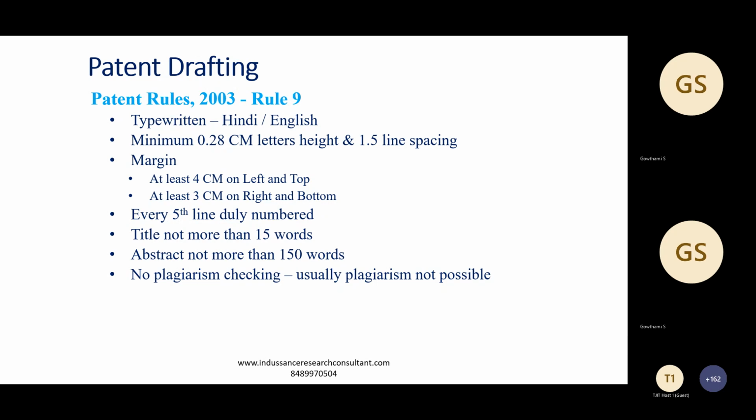Patent Rules 2003, Rule 9. The draft should be typewritten in either Hindi or English. We'll have to write only in these two languages. Whatever I say, provisional or complete specification document, has to be written either in Hindi or in English. Next, the minimum letter height is 0.28 centimeter, with 1.5 line spacing.